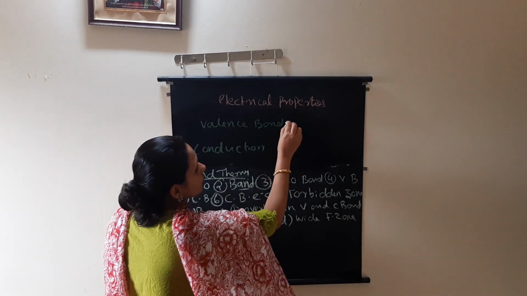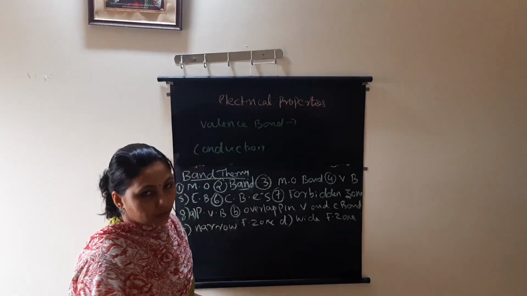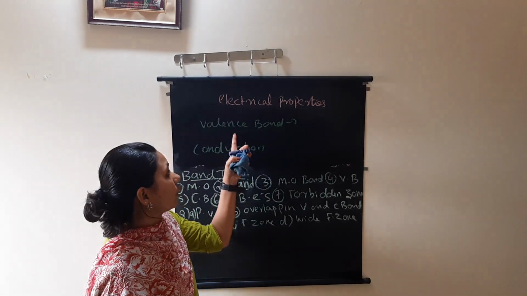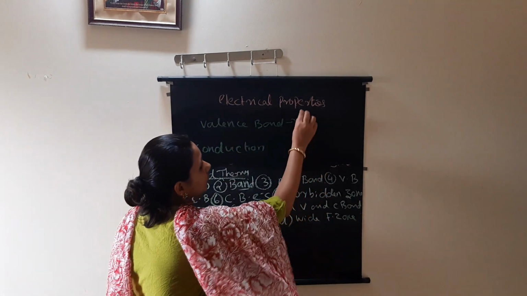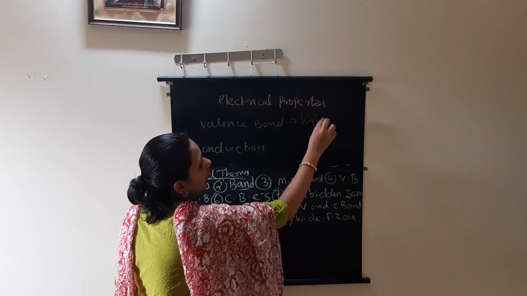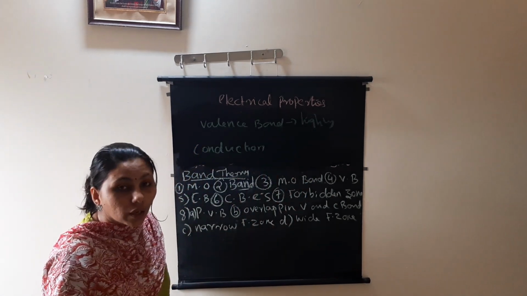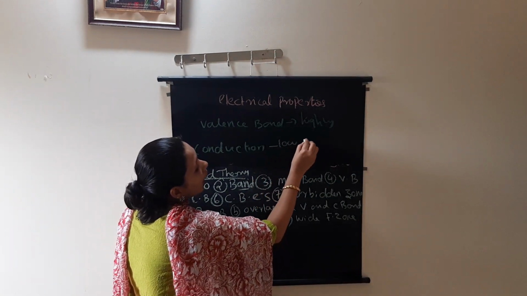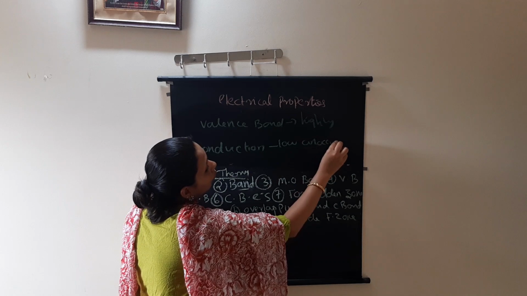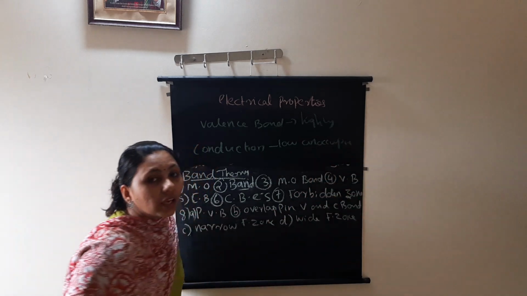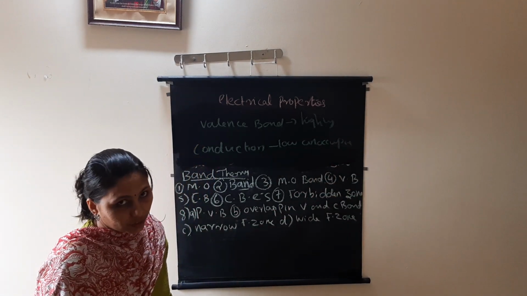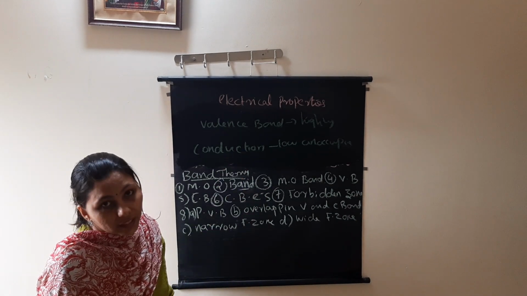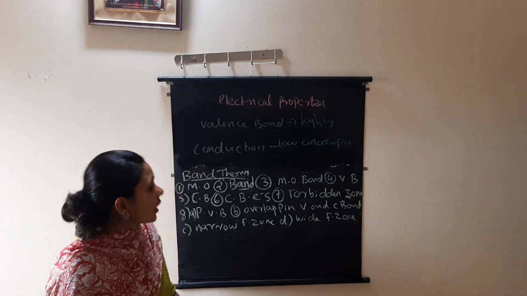Conduction band. So valence band means the highly occupied energy band is known as which one? Valence band. It is the highly occupied band, known as valence band, and the low unoccupied energy band is known as which one? Conduction band.